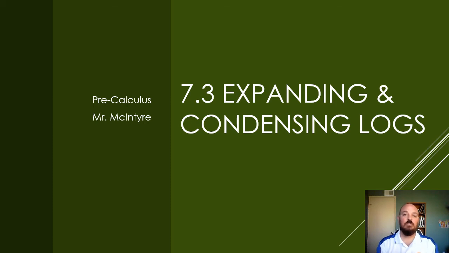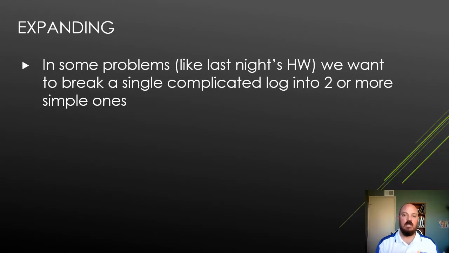For 7.3 part 2, we're going to talk about expanding and condensing logarithms. Let's start with expanding. To expand means to basically take something and make it bigger. And that's what we're doing. We're taking one single logarithmic function where maybe the thing you're taking the log of is complicated, and we are expanding it. We're breaking it apart into two or more logs, but the benefit is that each one is much more simple, the thing you're taking the log of.